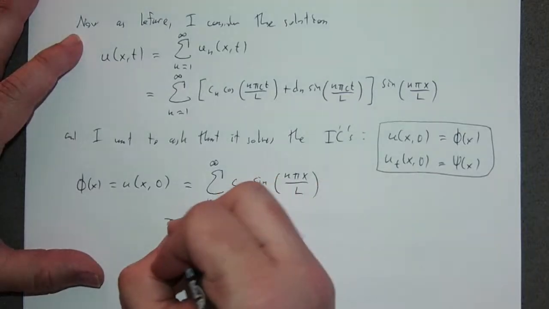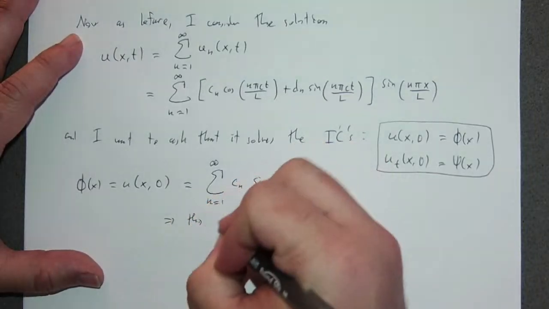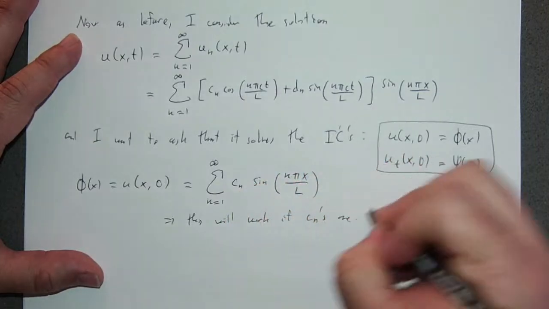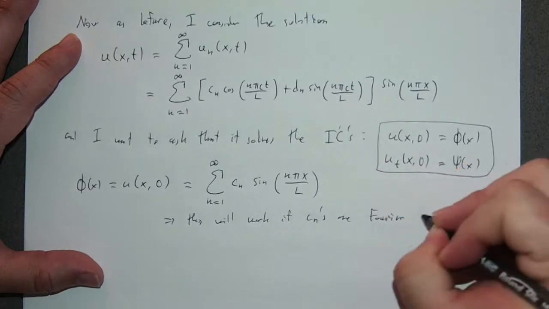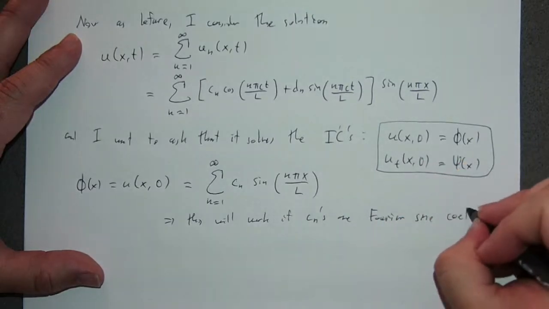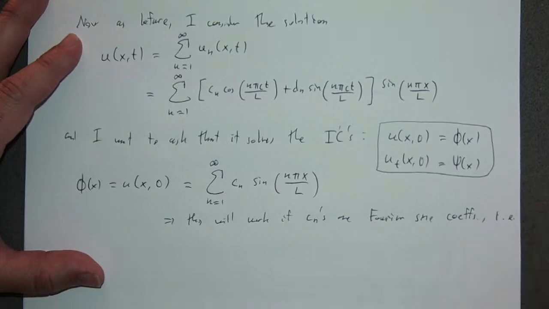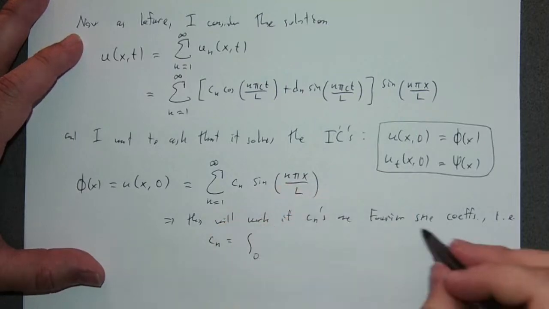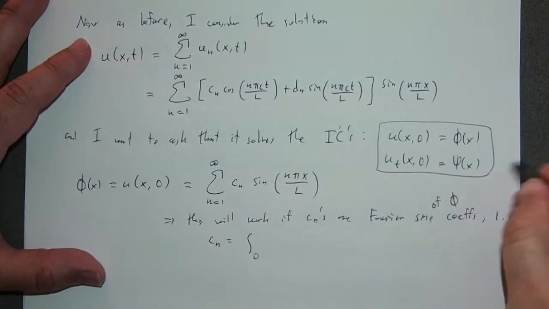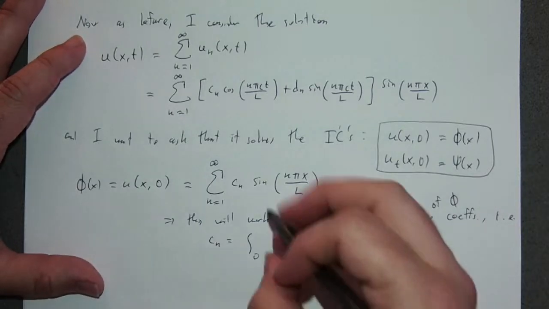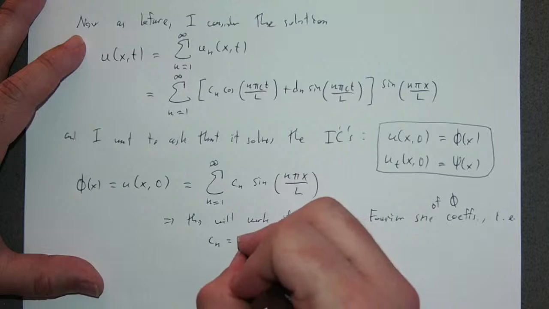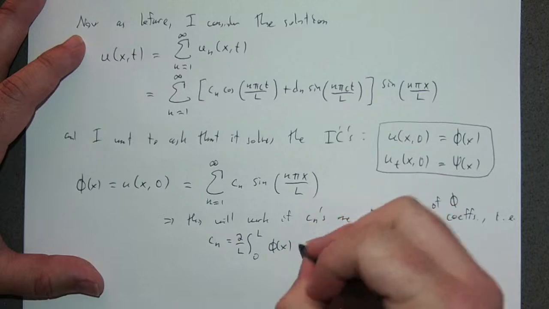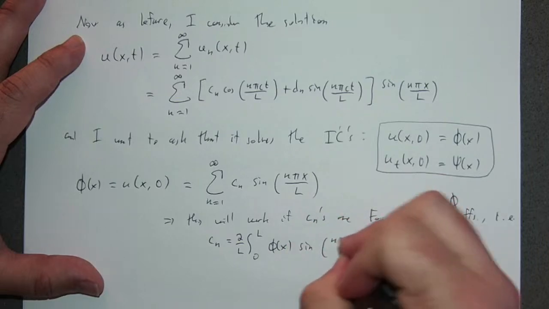This implies, so this will work if c sub n's are the Fourier sine coefficients, i.e. our usual, right? C sub n is the integral. These are Fourier sine coefficients of phi, I should say, right? Because this is phi of x. So this is 2 over L times the integral from 0 to L of phi of x sine of n pi x over L.